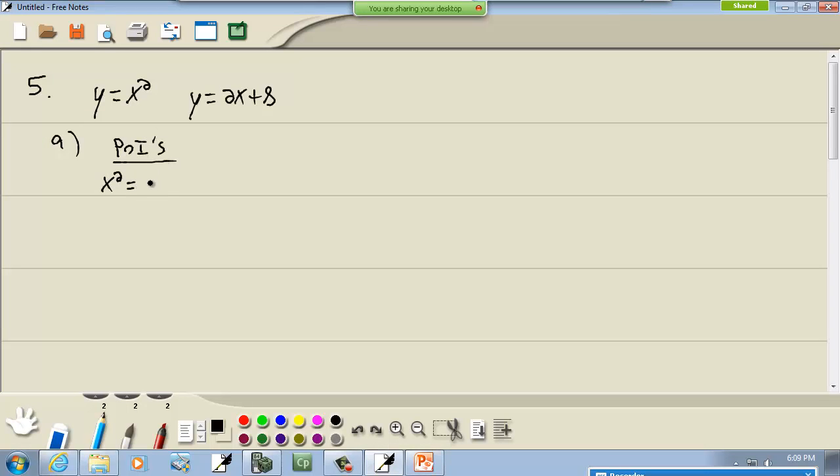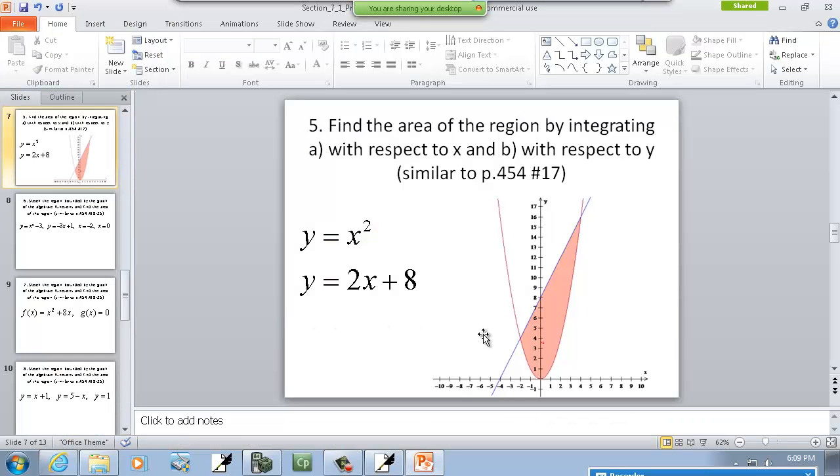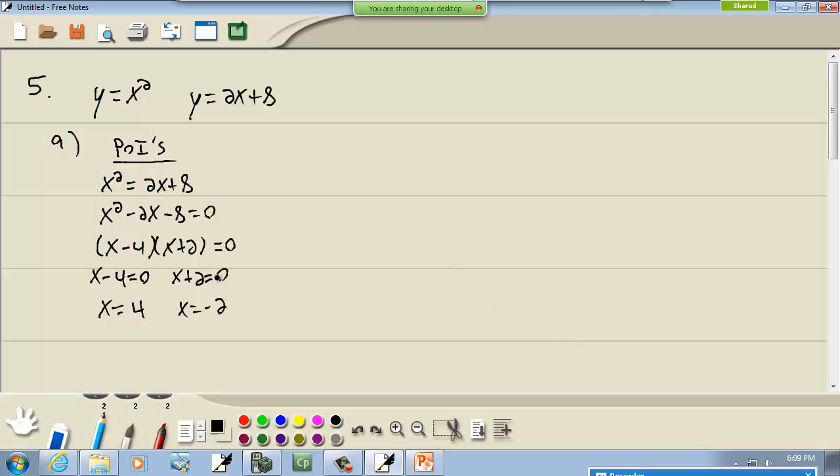So we'll set x squared equal to 2x plus 8. Take 2x plus 8 over to the left side, so we got x squared minus 2x minus 8 equal to 0. This factors as x minus 4 times x plus 2 equal to 0. Set each one of those equal to 0, and we end up with 4 and negative 2. And you can kind of eyeball that and see, that looks right.